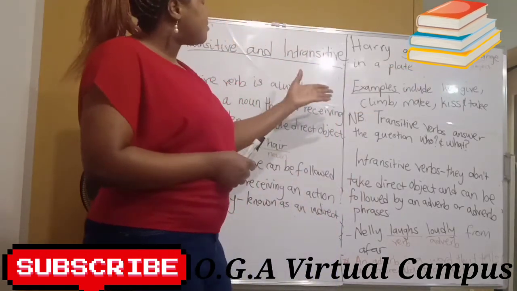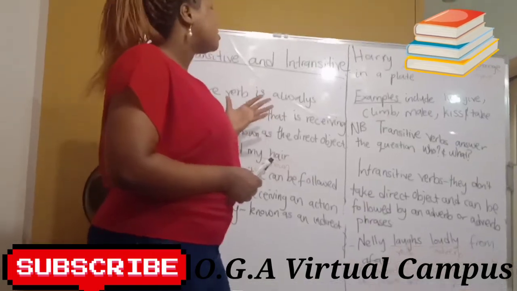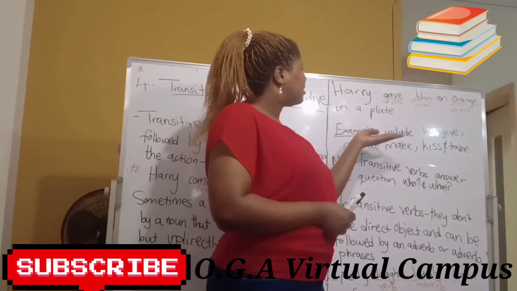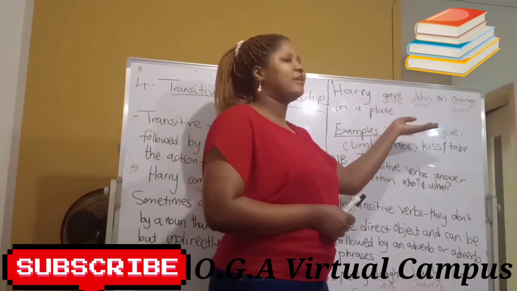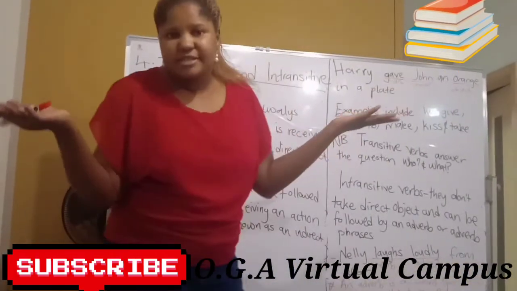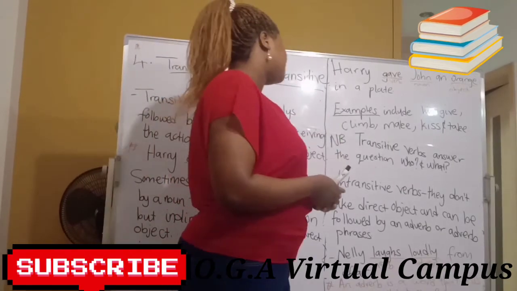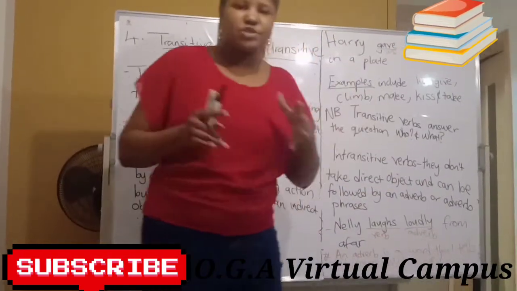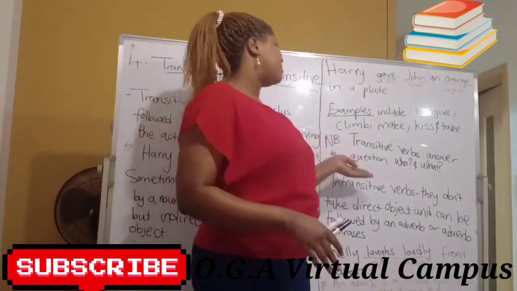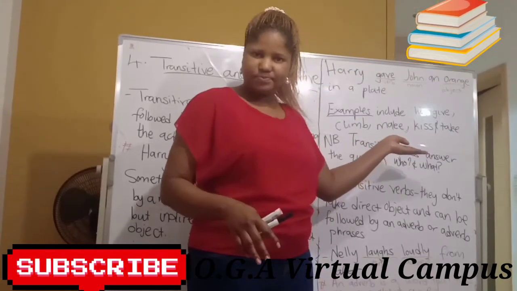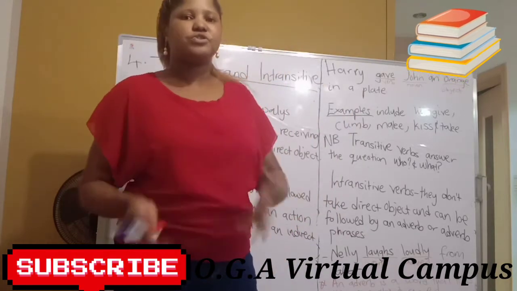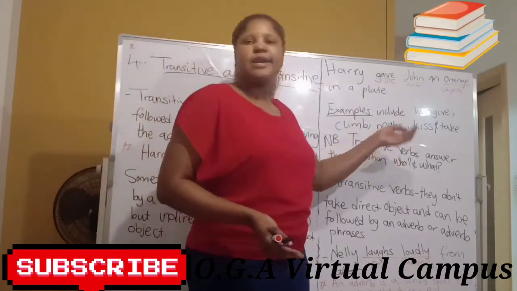Okay? Examples of transitive verbs include hit, give, climb, make, kiss, and take. These are some of the examples that I've listed for you, but the list is endless. There's so many transitive verbs. And you should take note that transitive verbs always answer the question who and what. That's how you identify the transitive verbs. They help you to answer the question who and what.